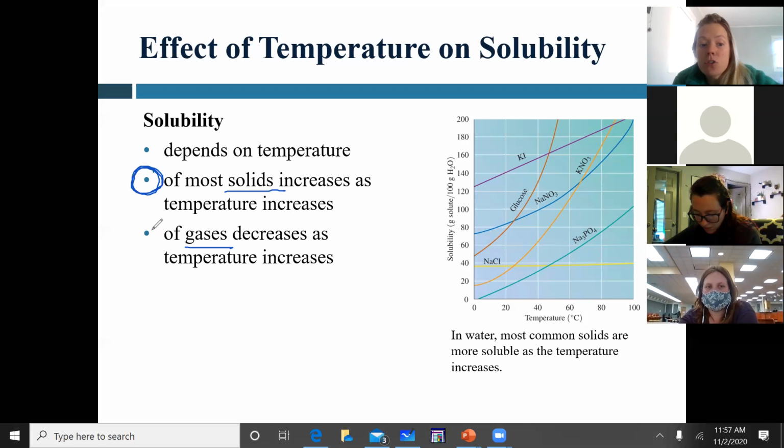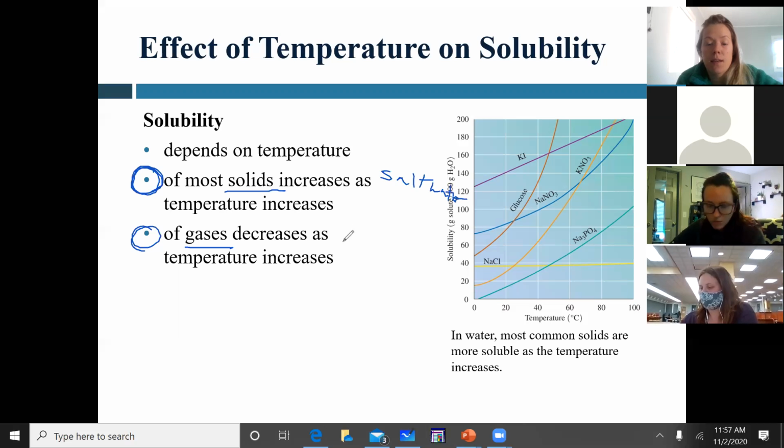The opposite is true for gases. The gases are not on this diagram. This is referencing solids. Gases, their solubility decreases as you increase in temperature. So think of this one as salt water. Think of this as soda. How do you like your soda pop served? Usually you get your soda pop or your beer served cold.